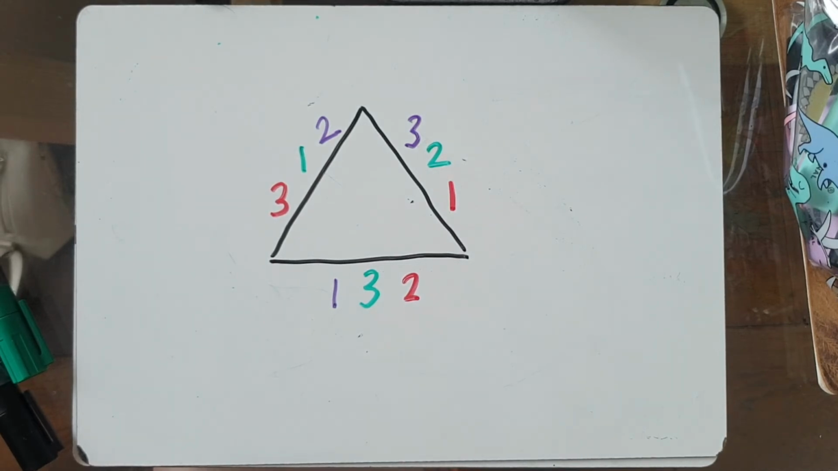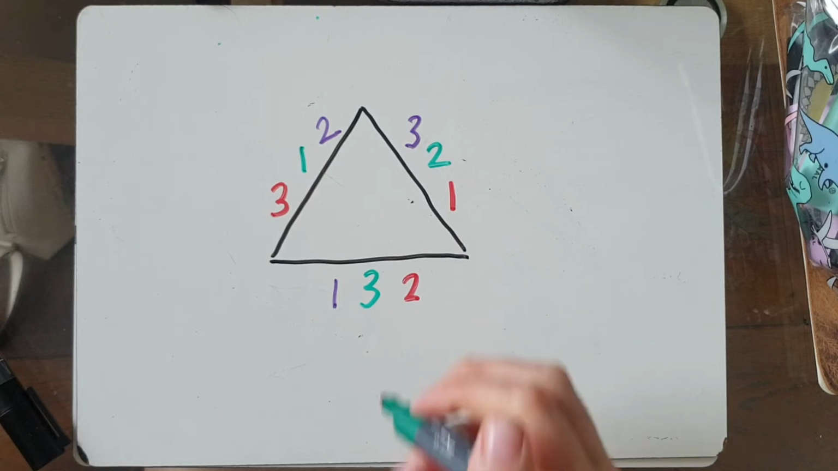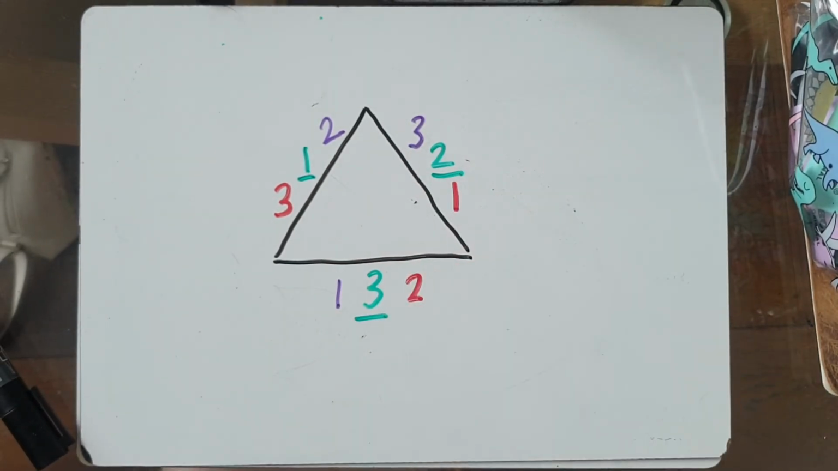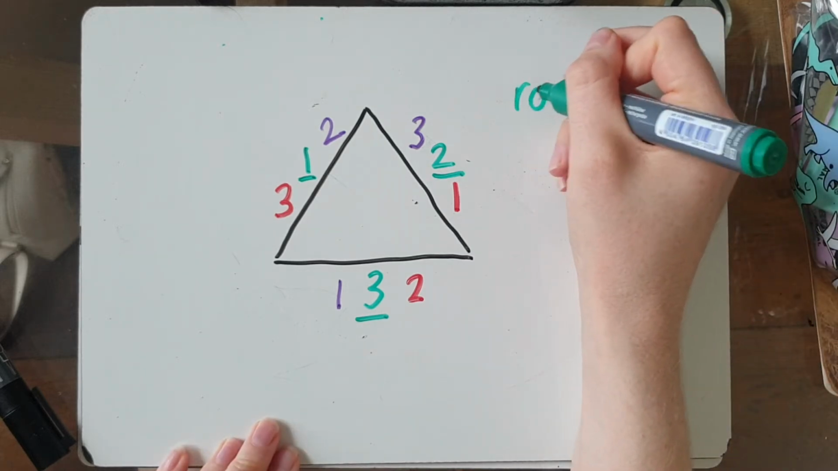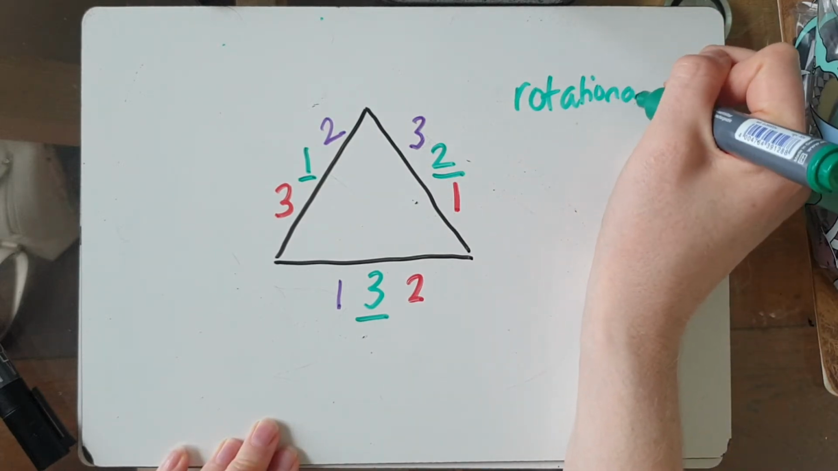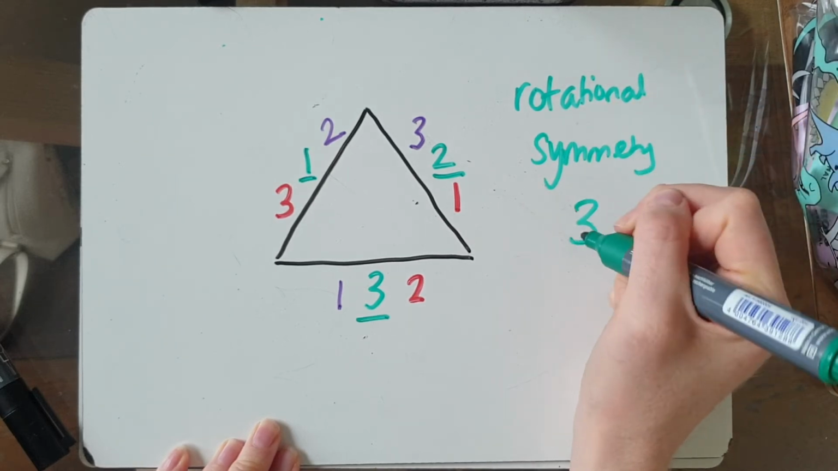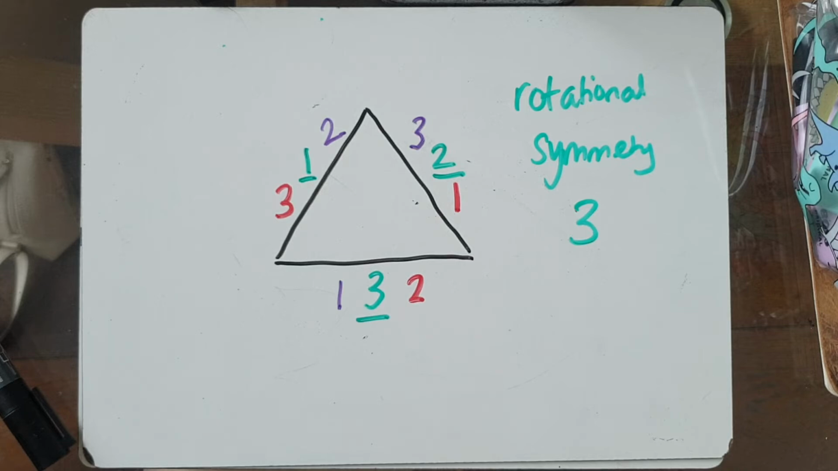If I then pick it up and rotate it again, I get back to where I started. So that means I can pick it up and rotate it 3 times to get back to where I started. So this has rotational symmetry 3. And we do count the time that we pick it up and rotate it and it gets back to where it was in the first place.